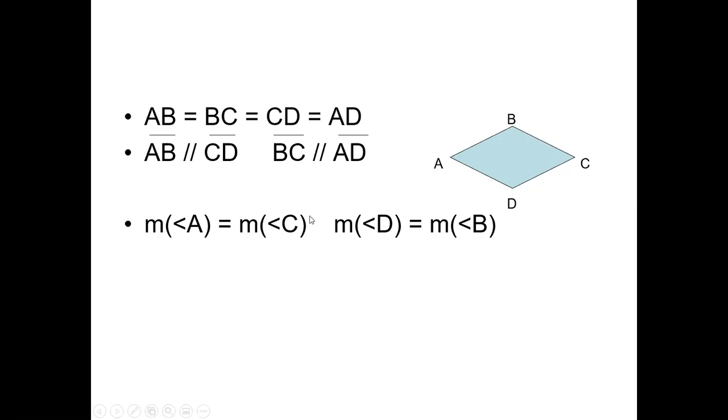The third property, each 2 opposite angles are equal in measure. Measure angle A equals the measure angle C. And the measure angle B equals the measure angle D. The third quadrilateral we have today, rectangle. This is the shape of the rectangle.